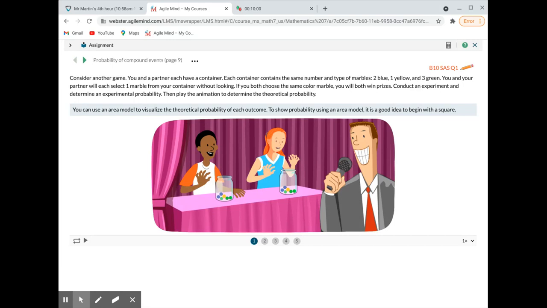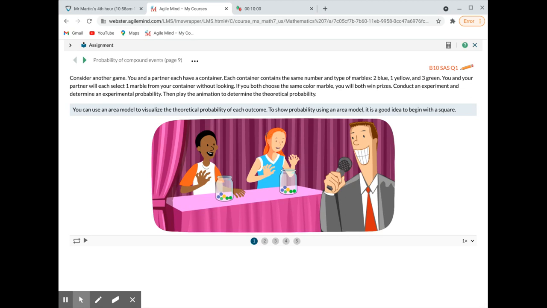Everything. Consider another game. You and your partner each have a container. Each container contains the same number and type of marbles: 2 blue, 1 yellow, and 3 green. You and your partner will each select 1 marble from your container without looking. If you both choose the same color marble, you will both win prizes. Conduct an experiment and determine an experimental probability. Then play the animation to determine the theoretical probability. All right, so looking at this.